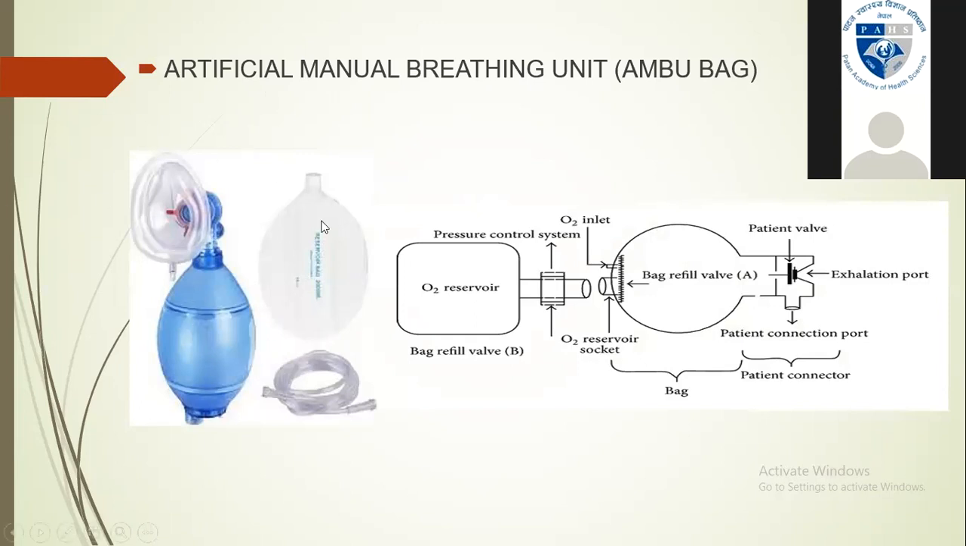So this is the artificial manual breathing unit, the AMBU bag. It has a reservoir bag which can be connected on this side, and it has an oxygen outlet. This is a face mask, and one of the very important parts of the AMBU bag is this face mask, and the position and size of this face mask. This is a re-inflatable bag, and this will be providing our tidal volume.